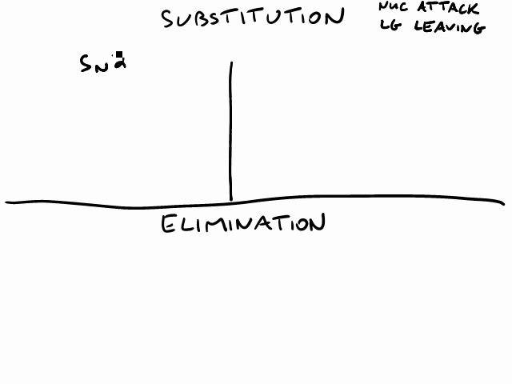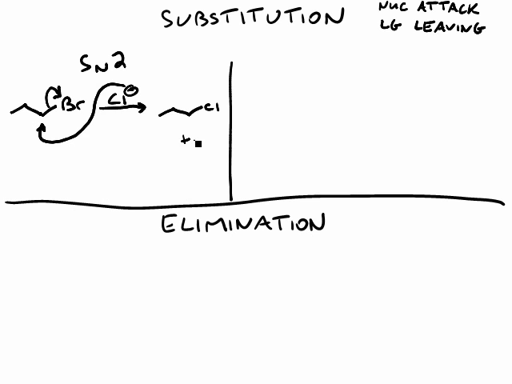In an SN2 process, the nucleophile attacks and the leaving group leaves simultaneously. In other words, saying these two things, nucleophilic attack and leaving group leaving, occur simultaneously to give the product. And here is the leaving group that left.